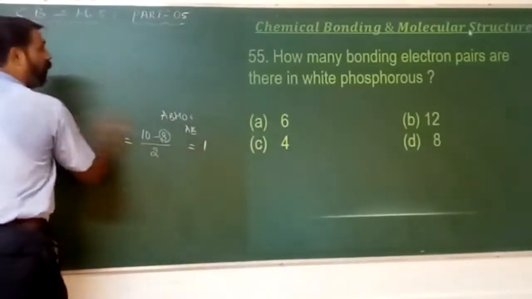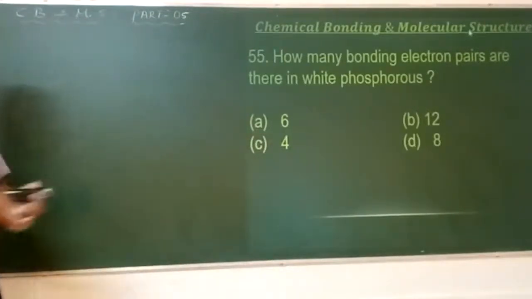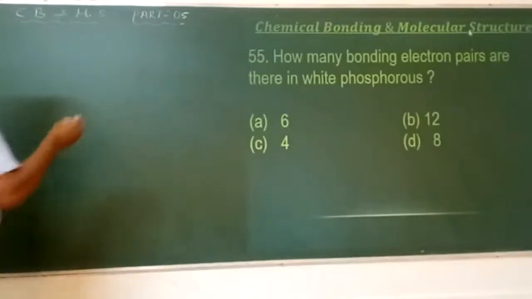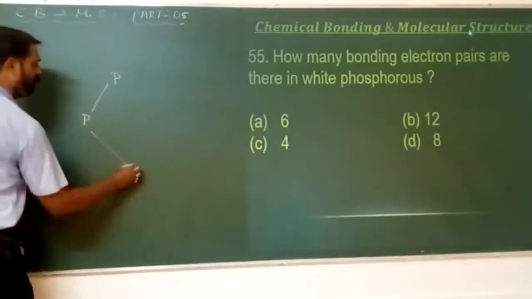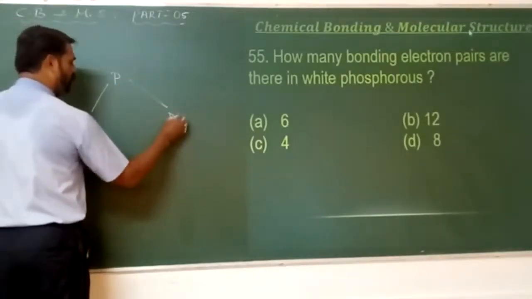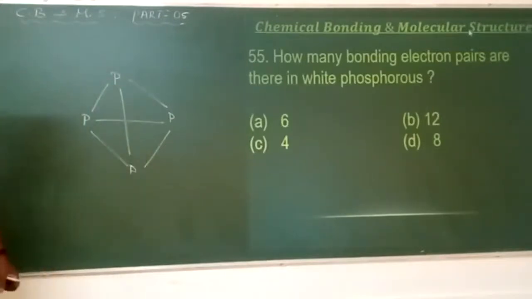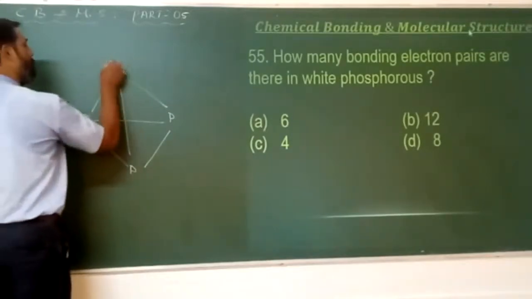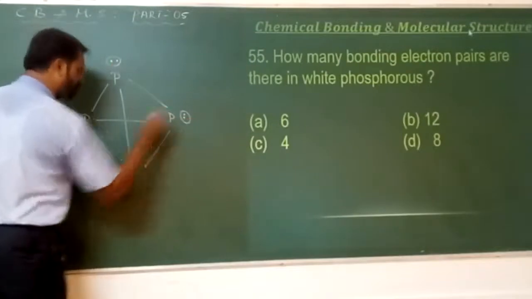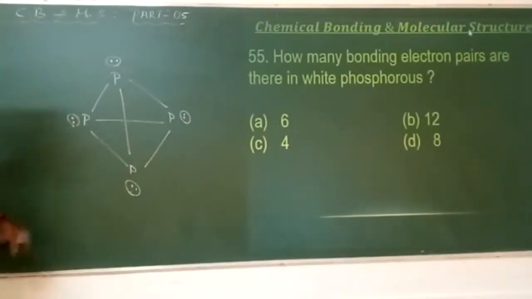How many bonding electron pairs are present in white phosphorus? It is related to the p block elements. Phosphorus is a nitrogen family element, and white phosphorus has a tetrahedral structure. How many bonding electron pairs are present here?